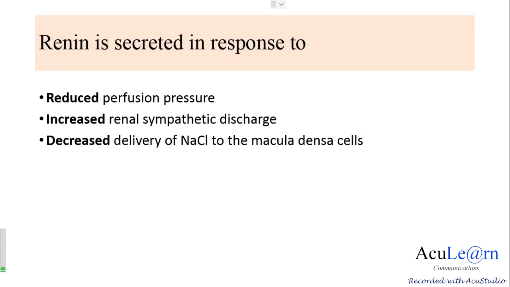So, the renin is secreted in response to three primary mechanisms which we have discussed, and the changes observed in these three primary mechanisms which will increase the renin secretion are the reduced perfusion pressure, increased renal sympathetic discharge, and decreased delivery of sodium chloride to the macula densa cells will increase the renin secretion.